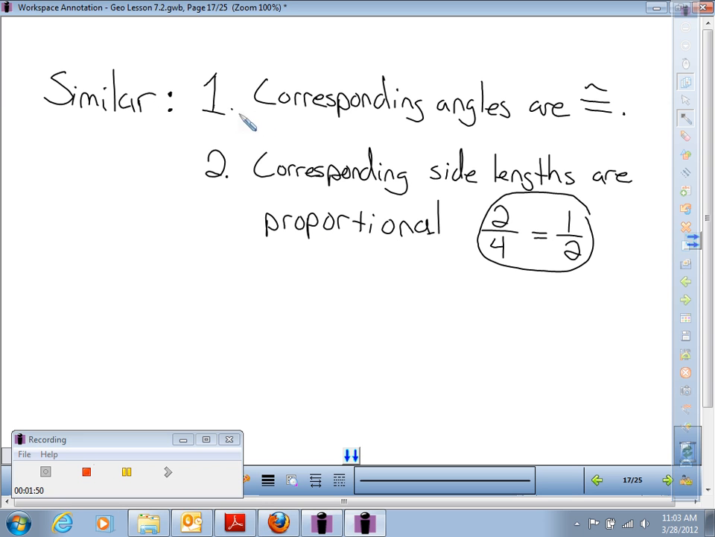Now that's our two-part definition of what similar shapes, similar polygons are. You have to have one, corresponding angles, so angles that are in the same position, that's what corresponding means. Angles that are in the same position are congruent. And then corresponding side lengths, so side lengths that are in the same position are proportional, meaning that the ratios of corresponding side lengths are the same.